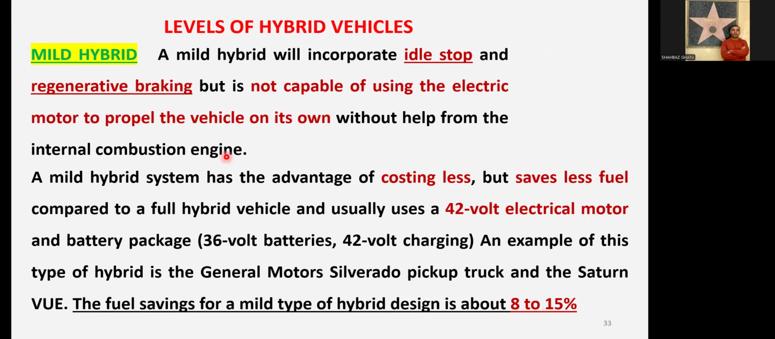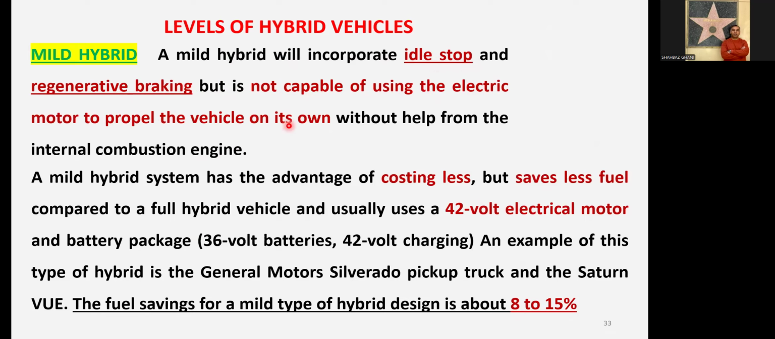So mild hybrid is the smallest or the least hybrid, in which it will incorporate the idle stop and regenerative braking. So these are the two characteristics which it will incorporate, but it is not capable of using the electric motor to propel the vehicle on its own.